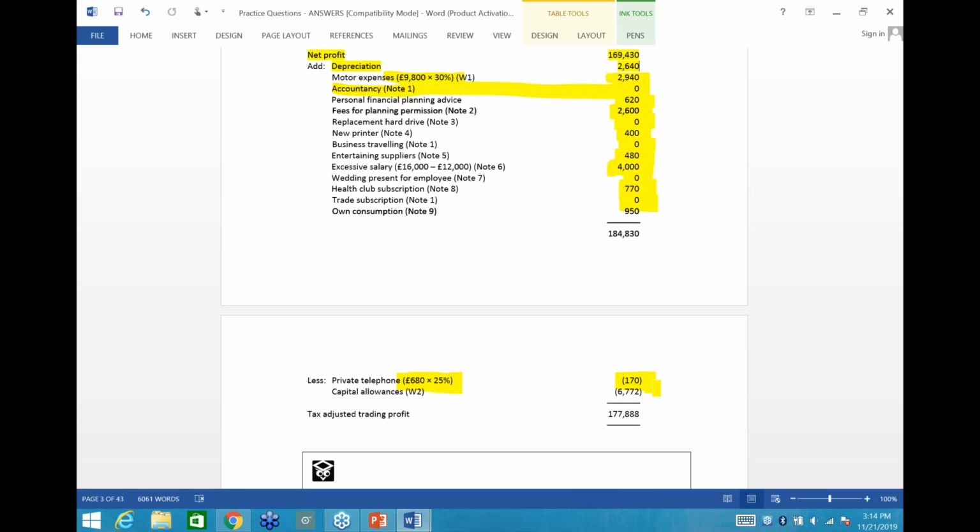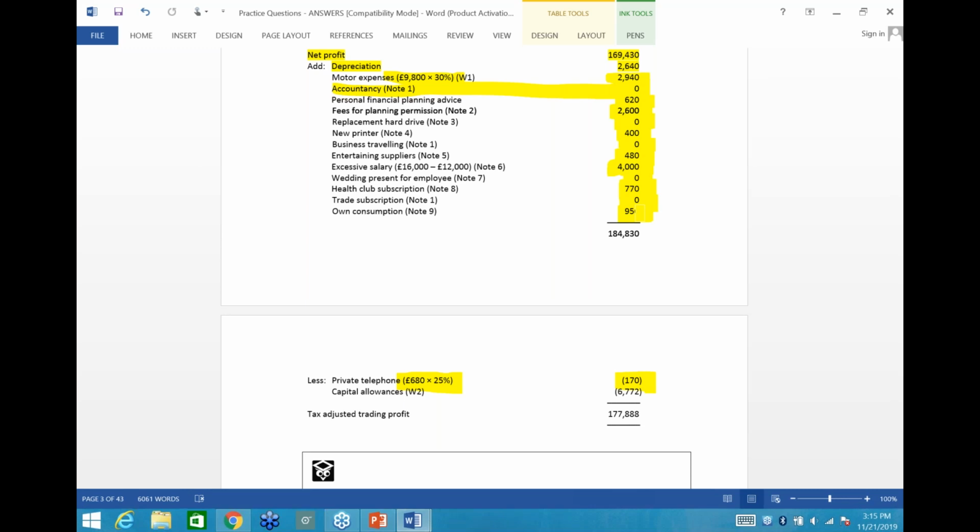Therefore, for the purpose of taxation, if the owner has taken goods for his personal use, you need to consider the market value, not the cost. This has not been recorded at all in the books of accounts. Therefore, take the market value and it should be treated as normal sales. That means the trading income should increase by 950, add 950 to the tax adjusted trading profit that we are going to calculate. So add 950.